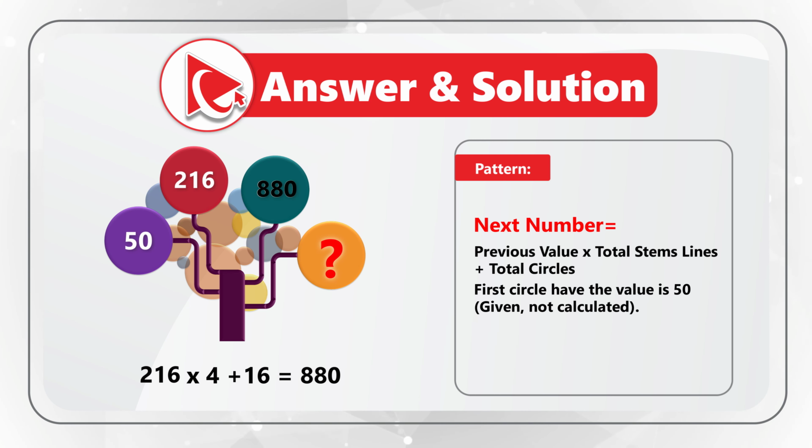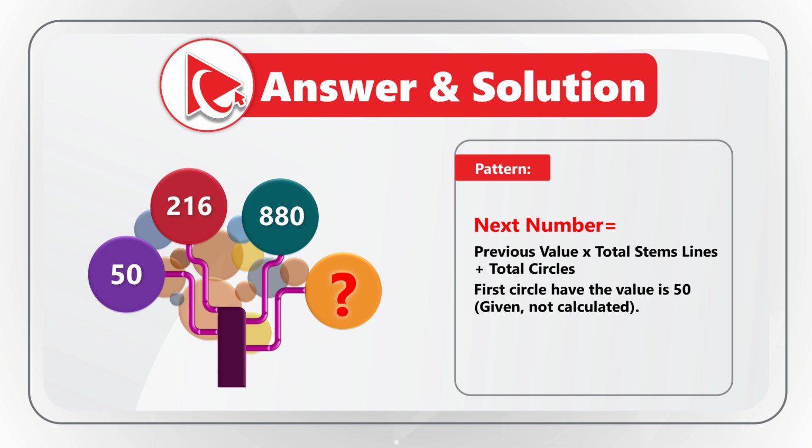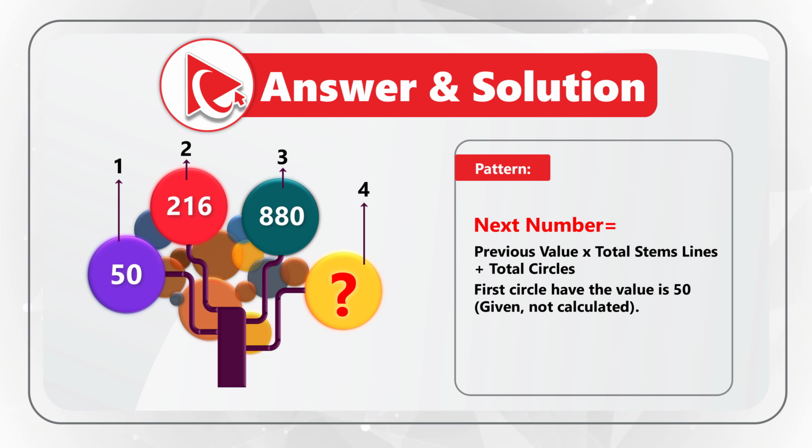Now you might be wondering what is 4 and where it came from and what is 16. The 4 is the number of stem lines in this structure. Let's count them: 1, 2, 3, and 4. And 16 is the total number of circles. If you count them, you see 4 circles in the forefront, the ones that have a number and the missing number. And then there are also 12 circles in the background.